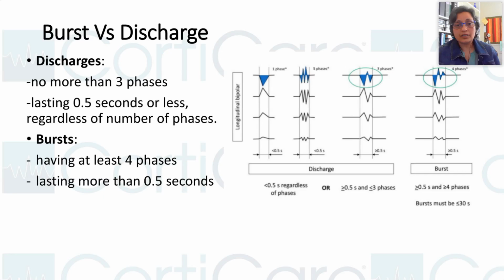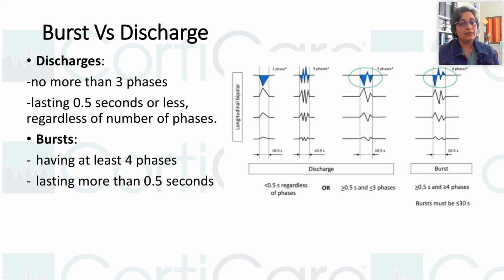If a pattern is longer than half a second but has only 3 phases, it is going to be categorized as a discharge. But a burst is always longer than half a second. It has more than 4 phases. So you count the phases only when a given pattern is more than half a second, to decide whether it is a burst or a discharge. If it is longer than half a second but still within a 1 second window, you count the phases. 4 phases means we are still categorizing it as a discharge.